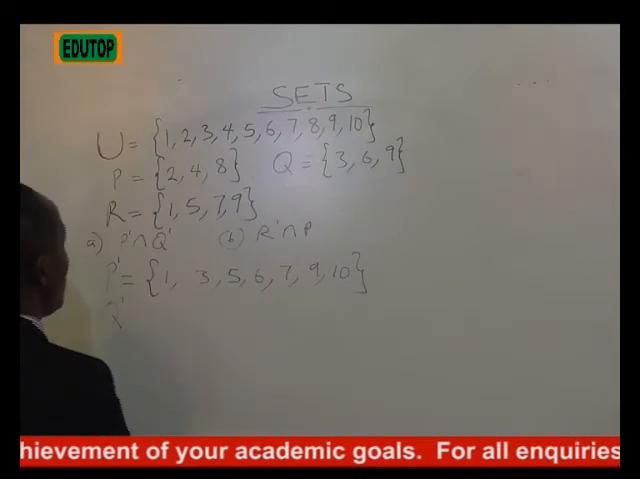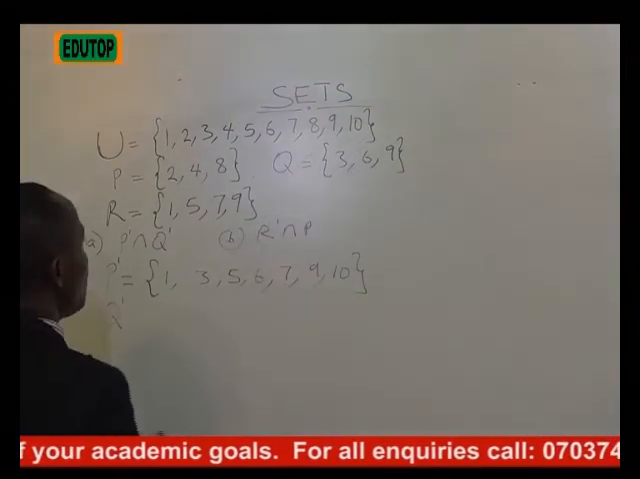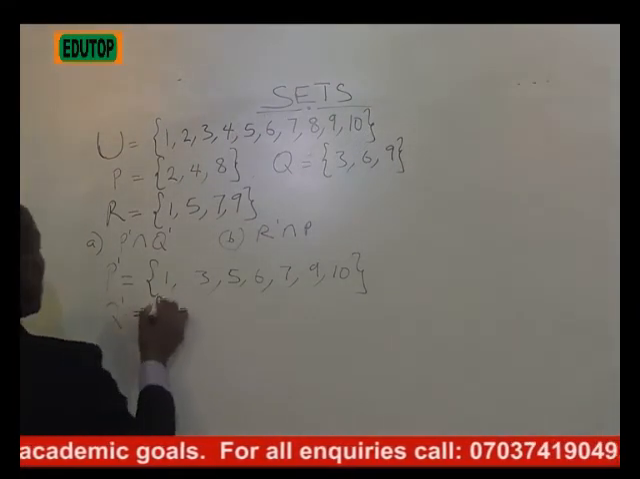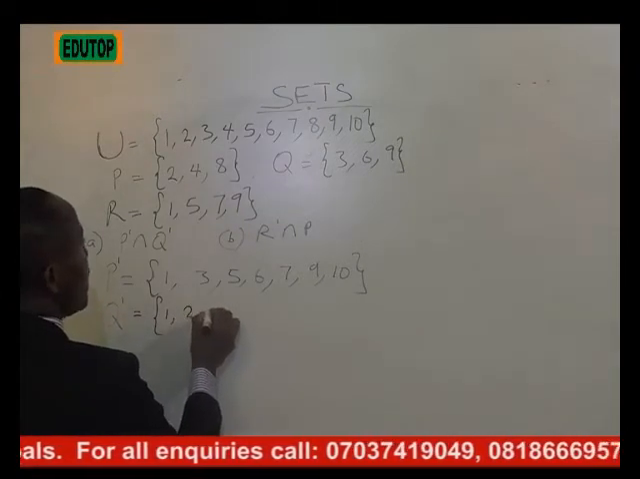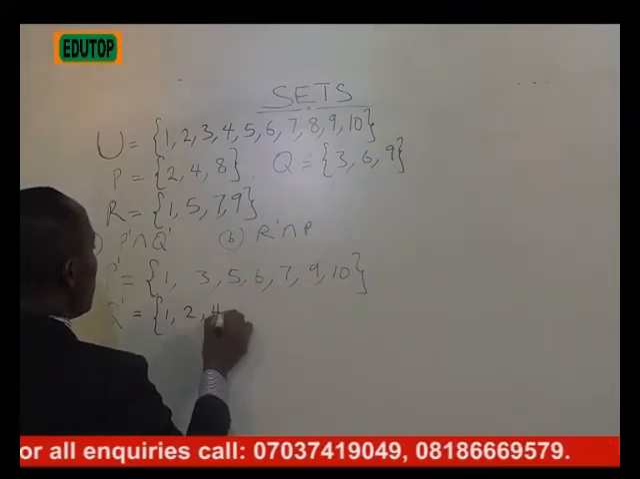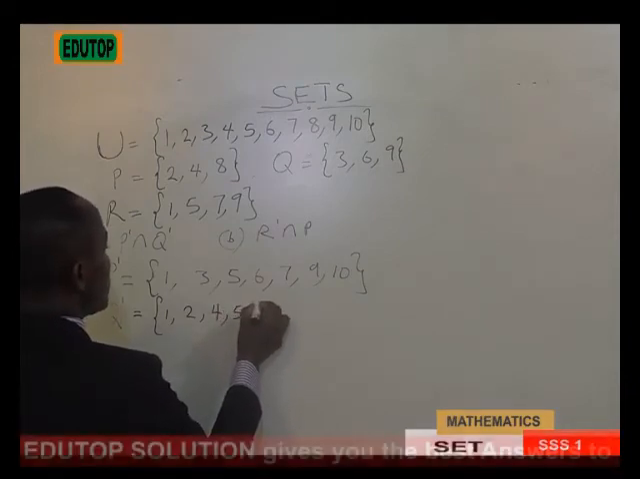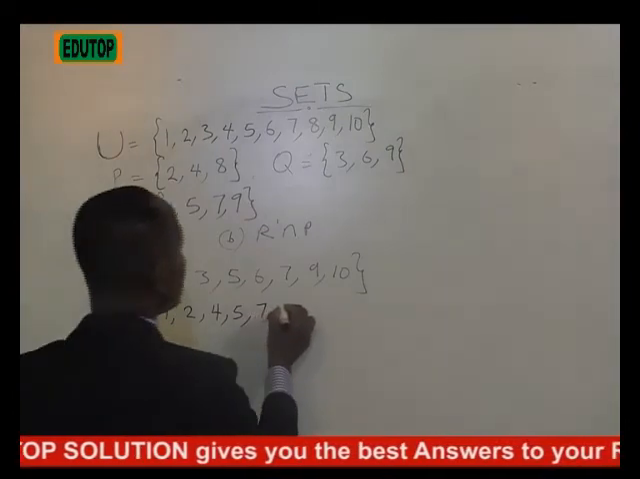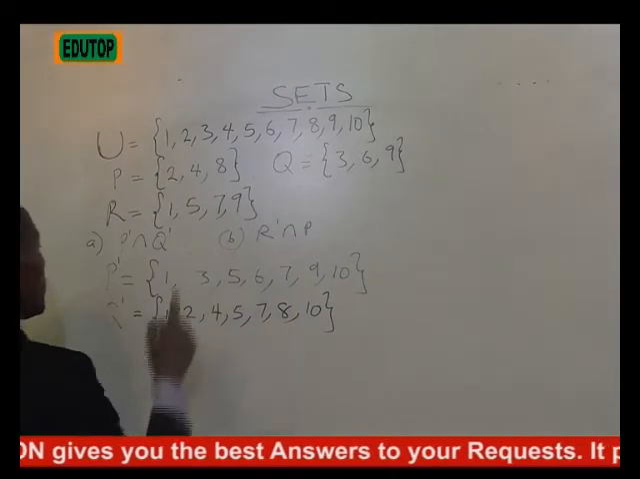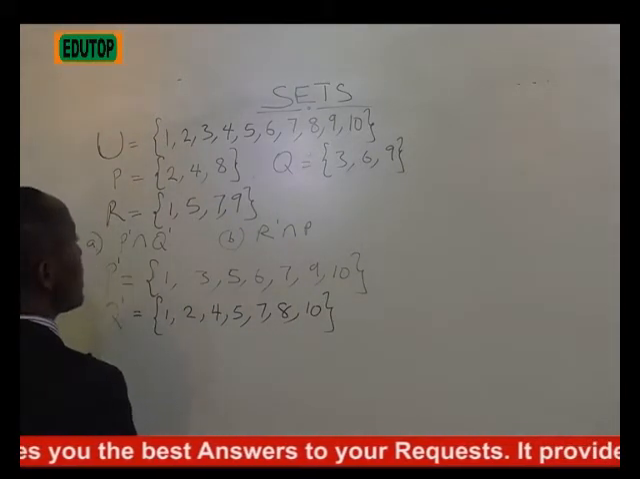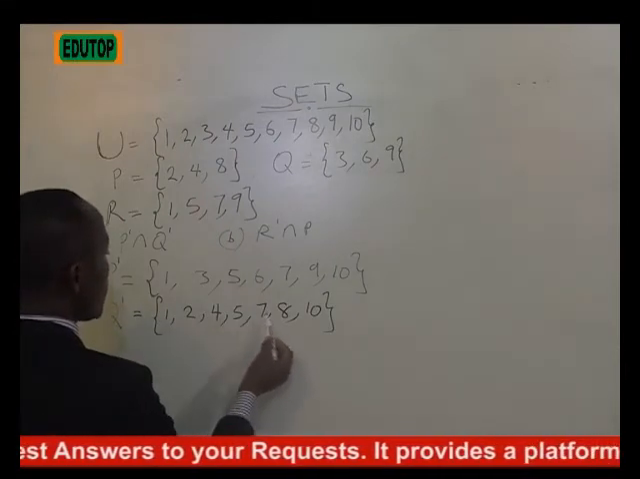Now, Q complement. That is, elements that can be found in our universal set but not in Q, which is equal to 1, 2, 4, 5, 7, 8, 10. Here also we are having 3 elements in Q. That means we must have 7 elements that do not belong to Q but belong to the universal set. 1, 2, 3, 4, 5, 6, 7.